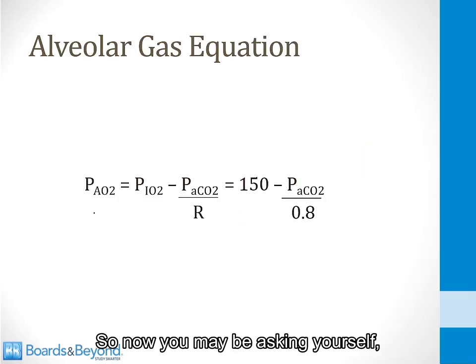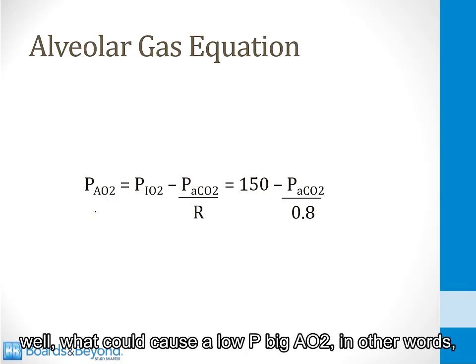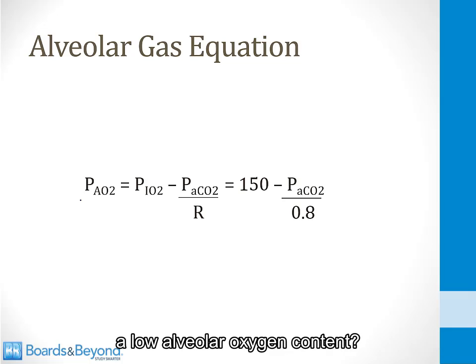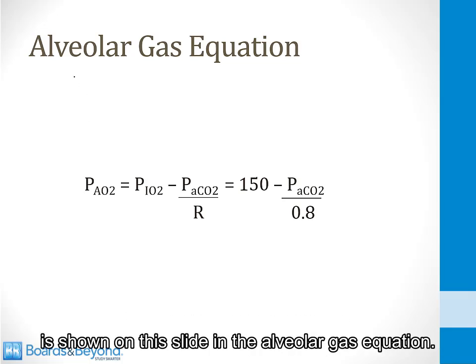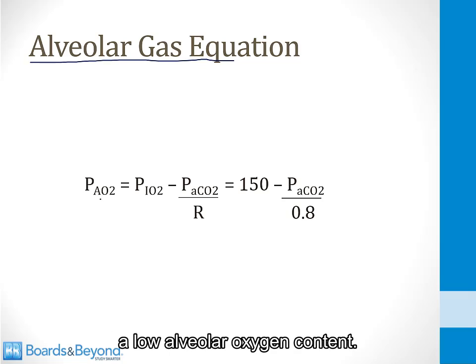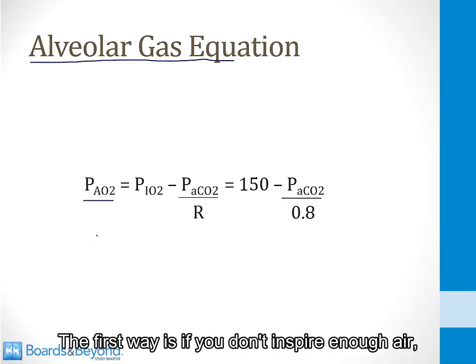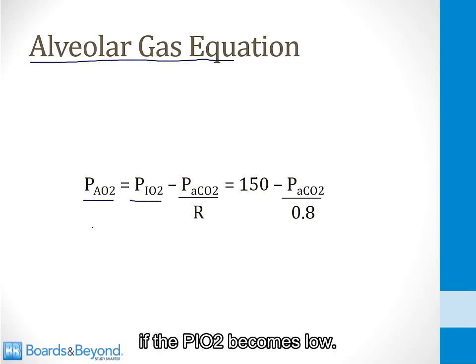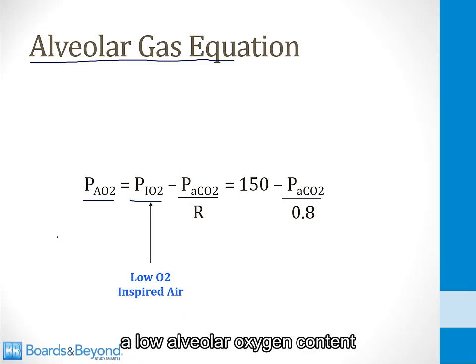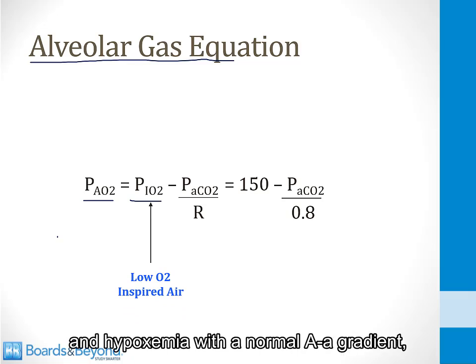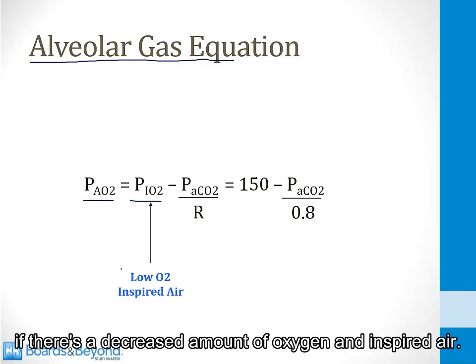So now you may be asking yourself, what could cause a low P big AO2, in other words, a low alveolar oxygen content? Everything you need to know to answer that question is shown on this slide in the alveolar gas equation. There are only two ways you can get a low alveolar oxygen content. The first way is if you don't inspire enough air, in other words, if the PiO2 becomes low. And so that's the first way you can get a low alveolar oxygen content, and hypoxemia with a normal AA gradient: if there's a decreased amount of oxygen in inspired air.